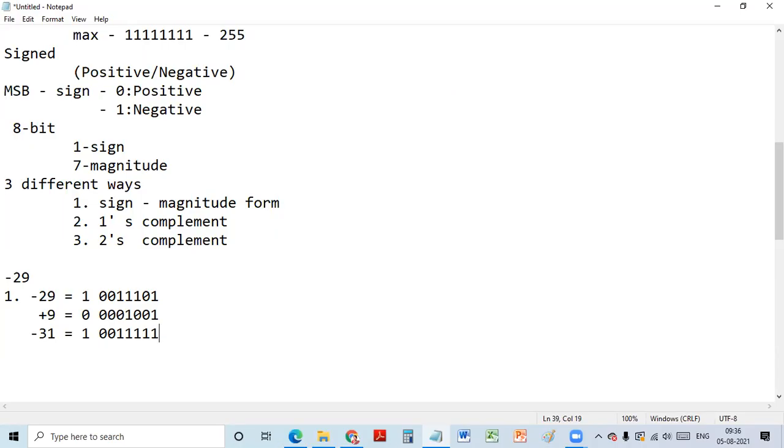So with this, what is the minimum number that I can represent in sign magnitude form? Minimum.